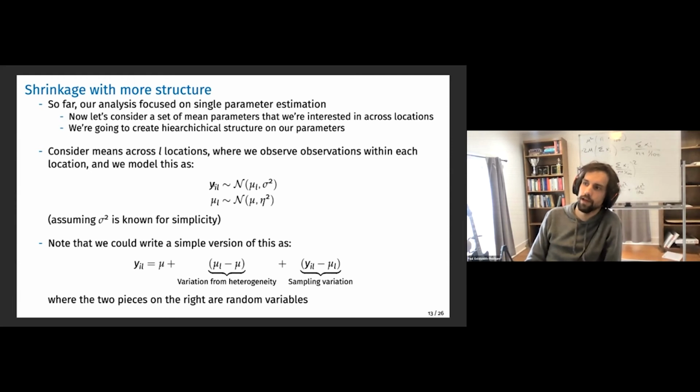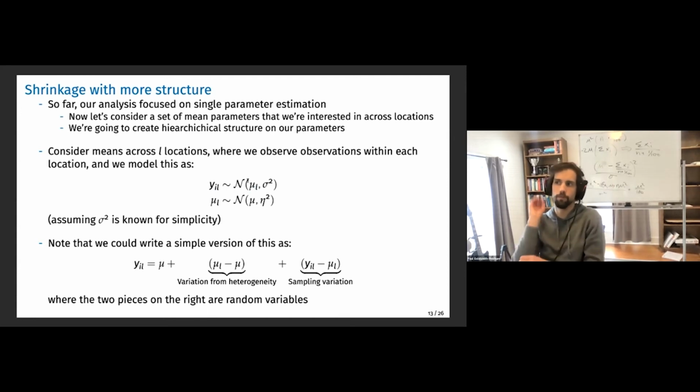Coming back to our example, we're going to have observations Y_iL in every location L. So we'll observe a bunch of observations within a location. We're going to say that that place has an underlying average, mu_L, and some variance. We'll pretend like it's known for simplicity. And then the underlying mean for each location is drawn from a distribution of mu's as well, and that has some variance, eta squared.